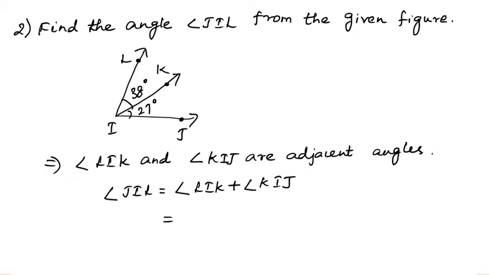So the value of angle LIK is 38 degree. Similarly, the value of angle KIJ is 27 degree. So when you add these two, we'll get 65 degree. Therefore, the value of angle JIL is 65 degree.